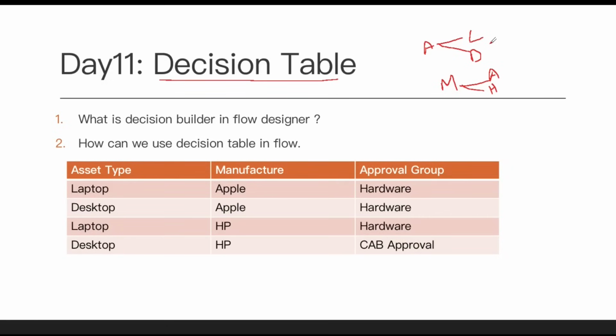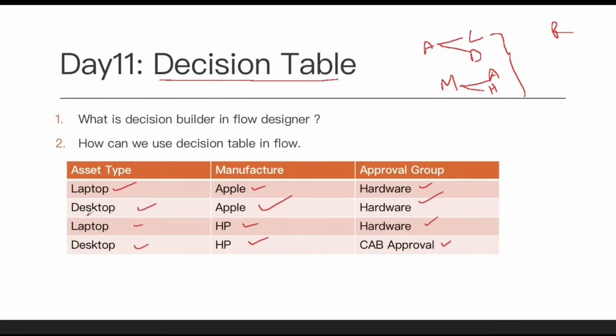Based on the combination of these two fields, there will be an output or result, based on this condition. Now, if you see this table, if the asset type is laptop and manufacturer is Apple, it will go for approval to the hardware group. If it is desktop and manufacturer is Apple, it will again go to the hardware group. If it is laptop and manufacturer is HP, it will go to the hardware group. But if it is desktop and HP, the approval will go to the CAB approval.